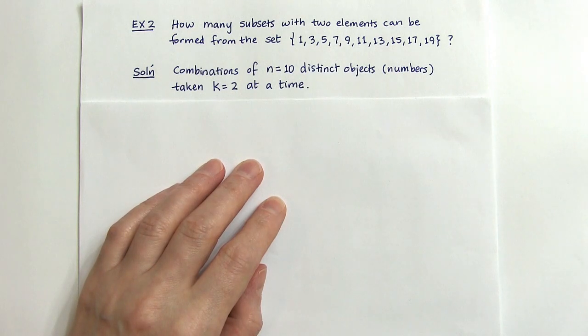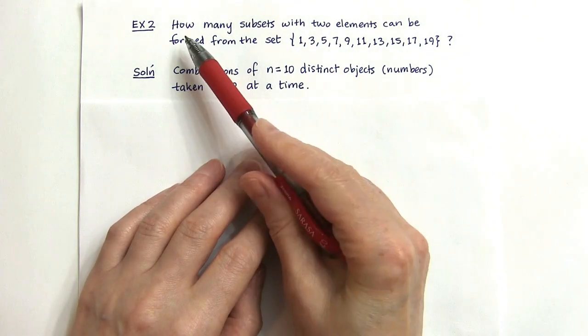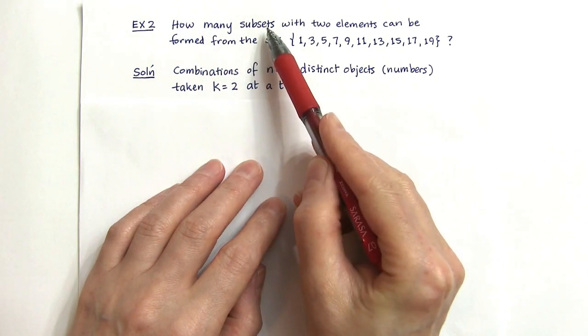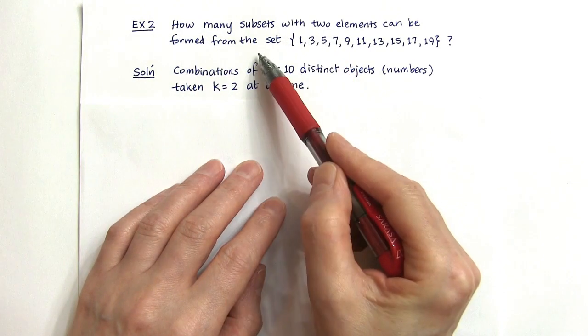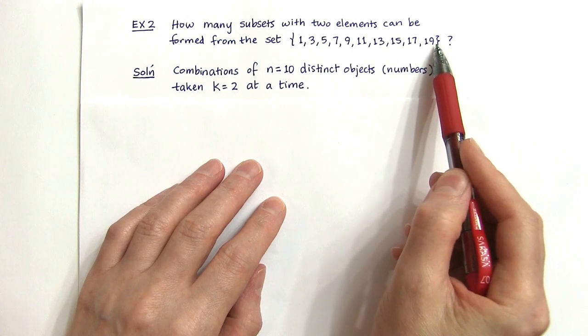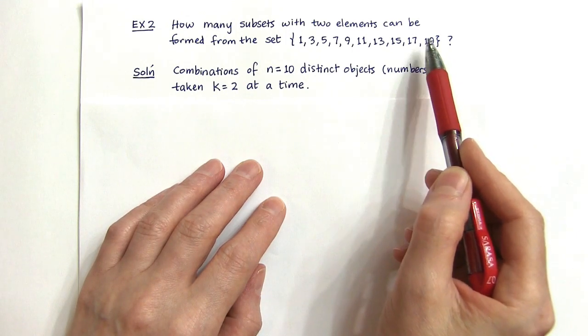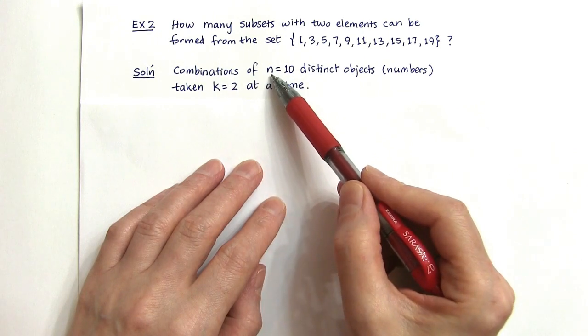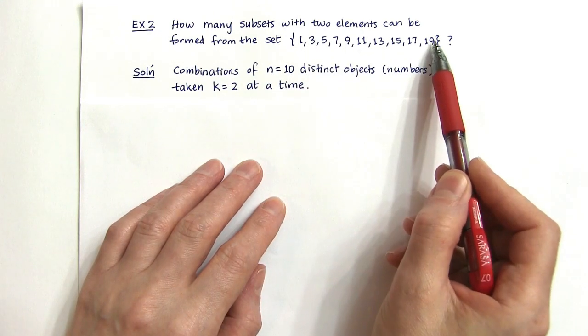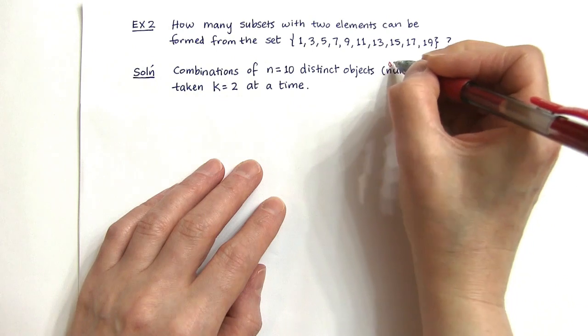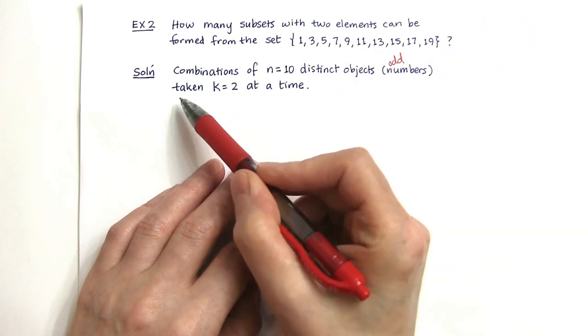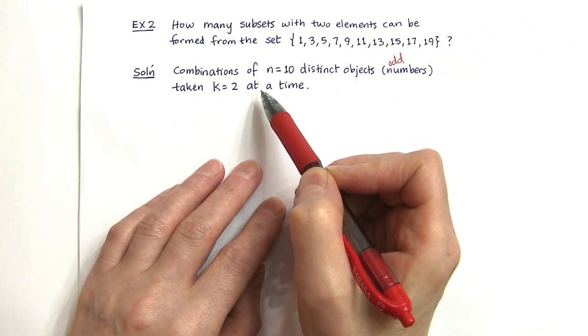The second example is very much like example 1. We're just practicing that combination formula. So we want to know how many subsets with 2 elements can be formed from the set of odd numbers from 1 to 19. So this time we're taking the combinations of n equals 10 distinct objects, odd numbers this time, taken 2 at a time.